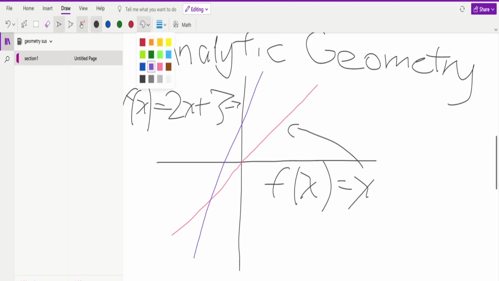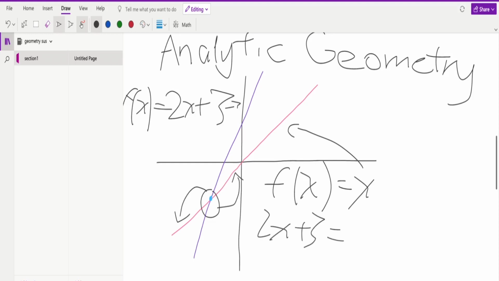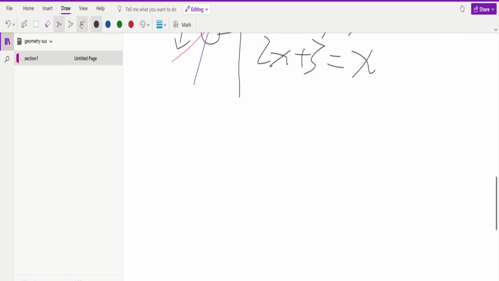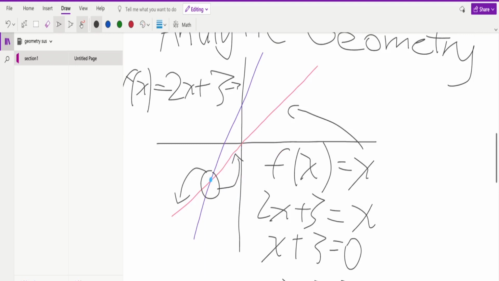And if we want to find the point that intersects these two, which is right here, what we want to do is set these two equations equal, because this point should satisfy both equations. So if we set 2x plus 3 equals x, then we subtract x from both sides. We have x plus 3 equals 0, and x equals negative 3. So now we have our x coordinate for this point, negative 3.